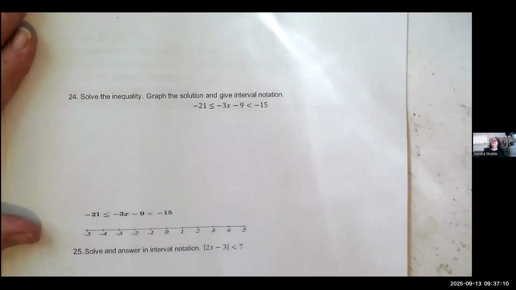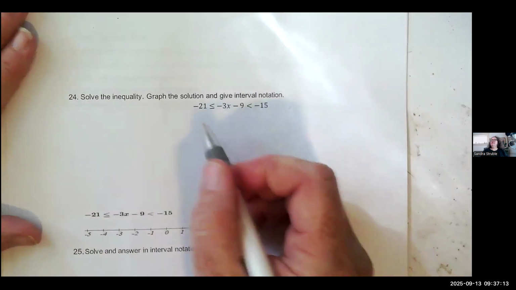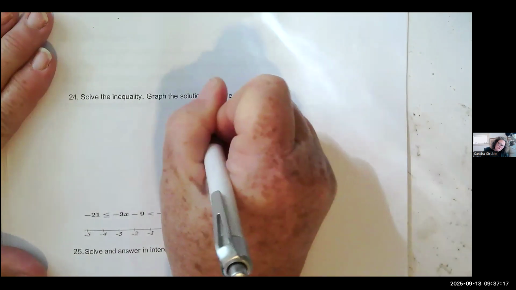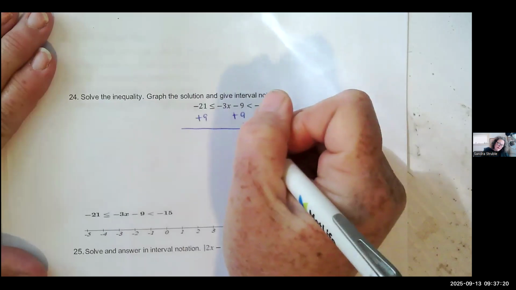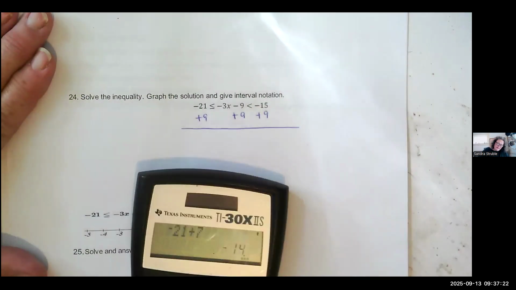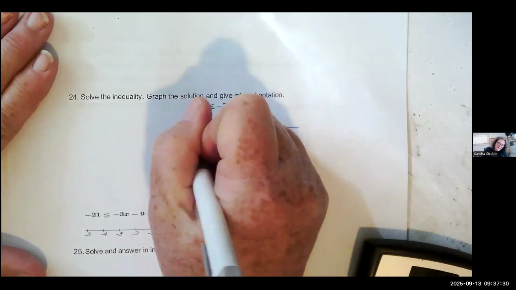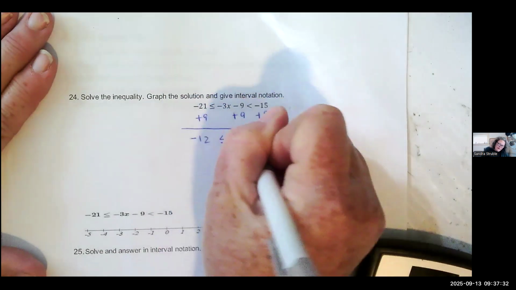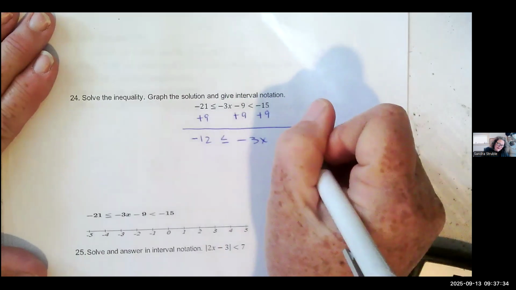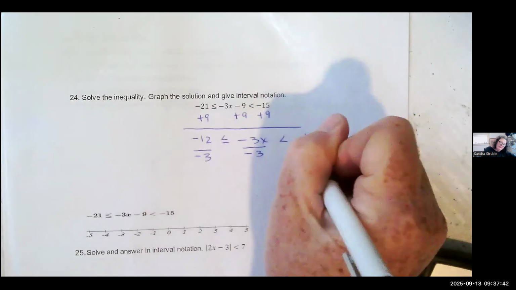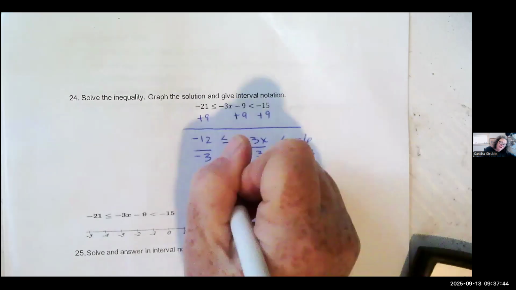Solve the inequality, graph the solution. Okay, I'm going to leave it as it is. I'm going to add 9 to all 3 sides. And I get, it's negative 11, so 21 minus 9. Well, let's mess that up. Oh, it's 2. Negative 3x less than 10, that's negative 6. And then divide everything by negative 3, because we're dividing everything by a negative. That means my inequalities are going to flip.